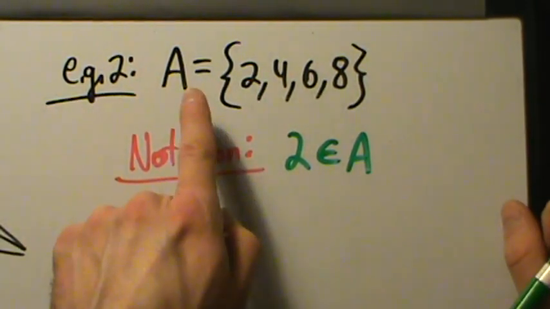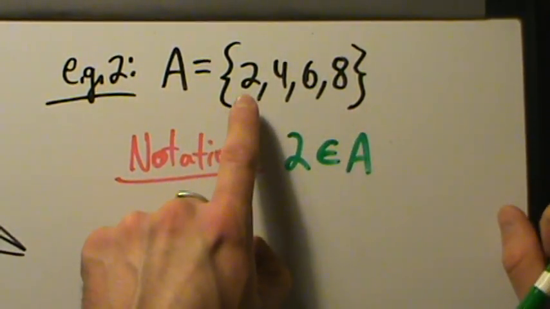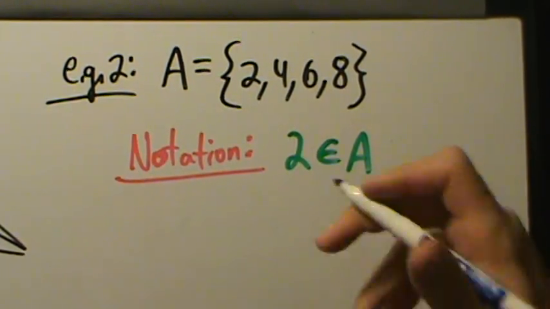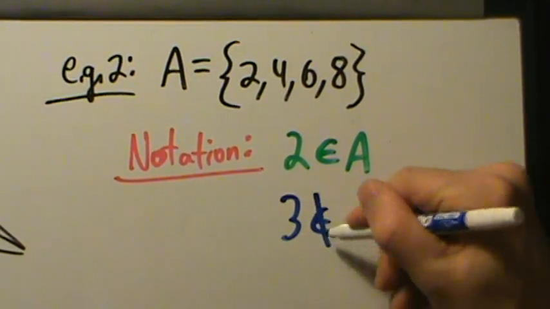Because if we look at the set A, all the elements are listed out: 2, 4, 6, 8. We see that 2 is in the set, so 2 is an element of A. What else do we see? Do we see anything that's not in the set? Yeah, there's a lot of stuff not in the set, so we could say 3 is not an element of A.